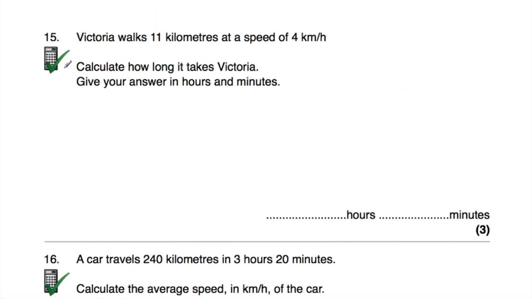Okay, let's have a look at our next question, question number 15. So question number 15 says that Victoria walks 11 kilometers at a speed of 4 kilometers per hour. And the question says, how long does it take Victoria? And we've been asked to give her answer in hours and minutes.